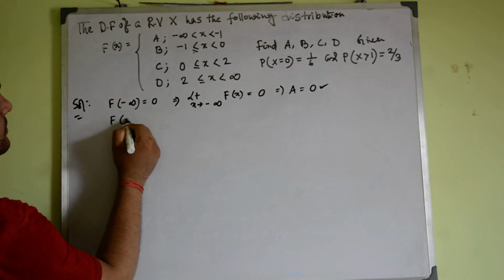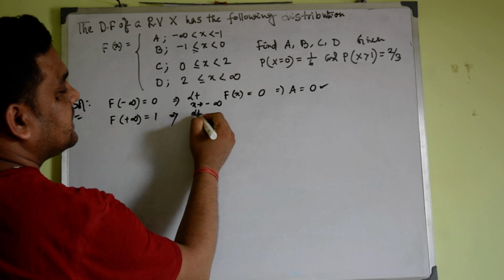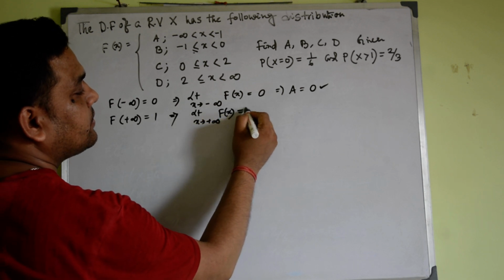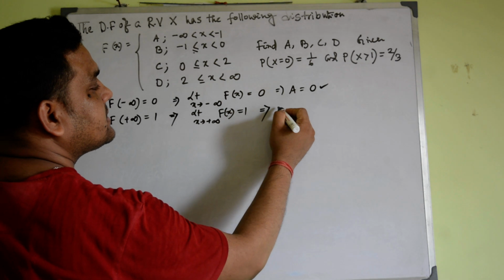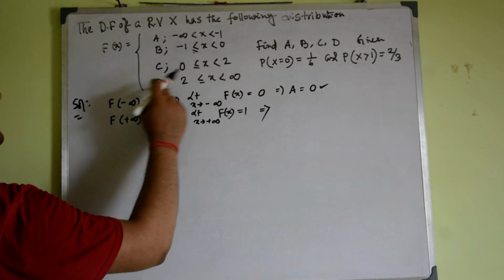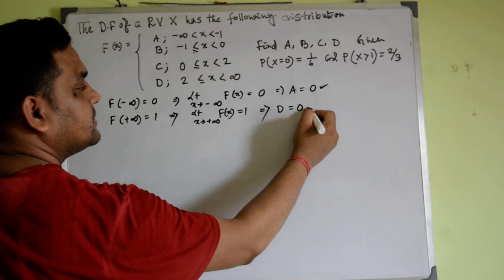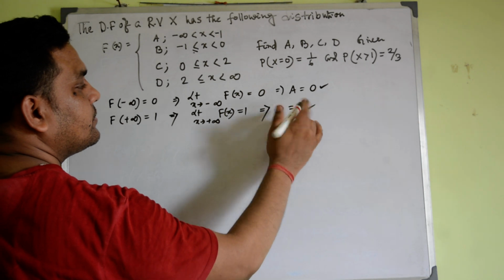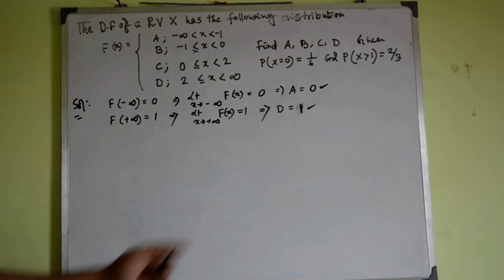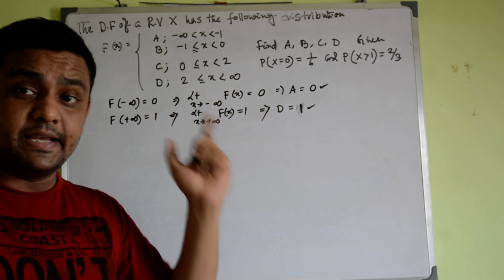In the last case, we know that F of plus infinity is equal to 1. That means limit x tends to plus infinity F(x) is equal to 1. That means in the last interval, when x tends to infinity, the value becomes d. So d is equal to 1. Okay, so we can easily find a and d, but how to calculate b and c?